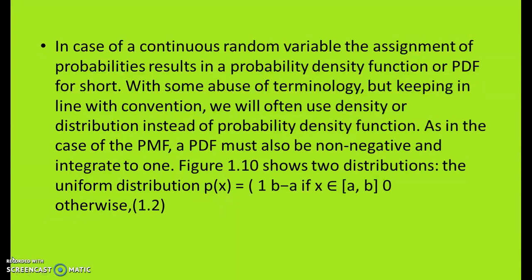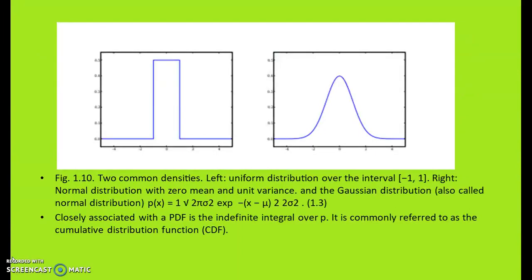Okay, so we'll see diagrammatically the two distributions. The uniform distribution, where P of x is equal to 1, and otherwise 0. So let's see here the two common densities. Left is the uniform distribution over the interval -1 to +1. Right, we have the normal distribution with zero mean and unit variance, also called the Gaussian distribution, where P of x is equal to 1 over root of 2 pi sigma squared, times exponent of minus (x minus mu) squared over 2 sigma squared. So this is the probability for the Gaussian distribution, and this is called the normal distribution.